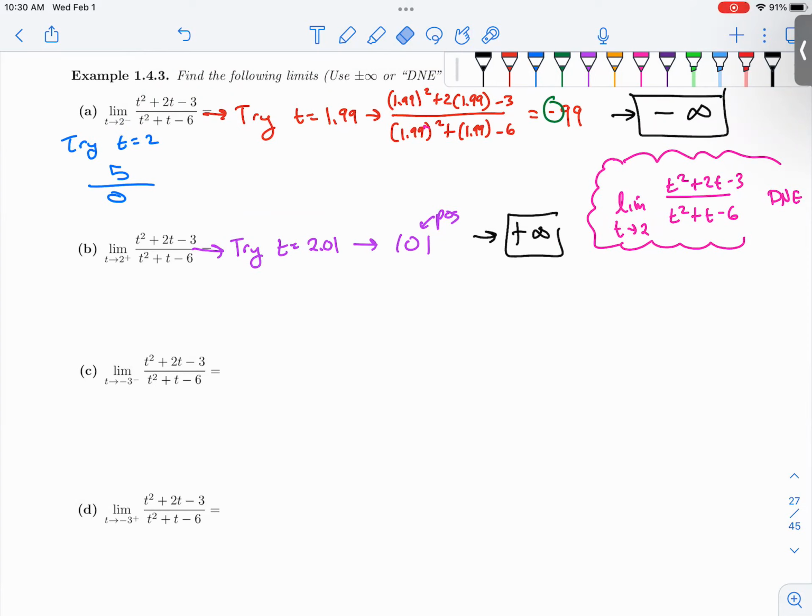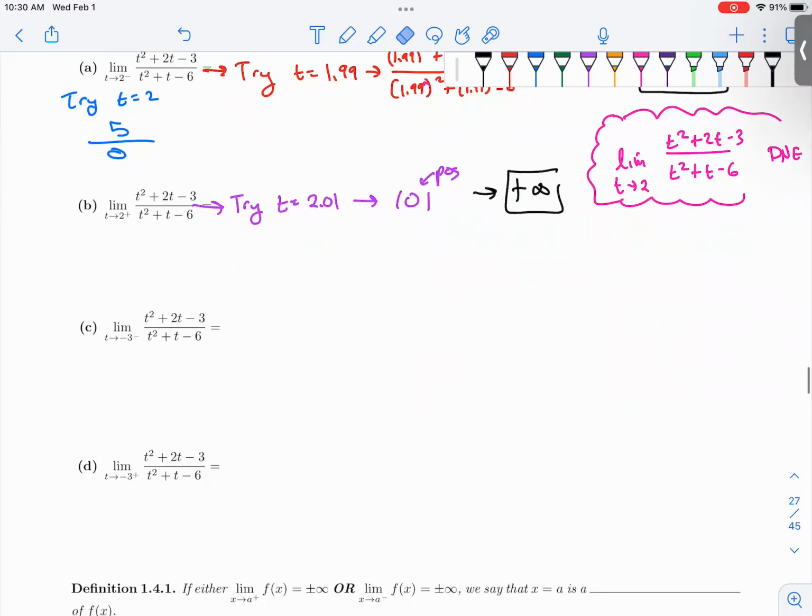So, all right. Let's try plugging in t equals negative 3. Okay. Let's plug it in. T equals negative 3. You're going to get 9 plus 6 minus 3. It's 12. Right? And then 9 plus 3 minus.